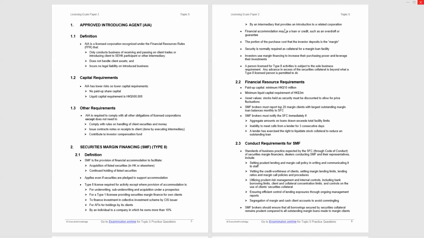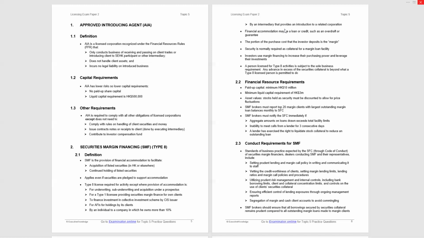And then, to my mind, the big one for AFIs, for holdings by its clients, that's banks. So banks that are lending money to clients to enable them to buy securities, they don't need a Type 8 license. They've got the HKMA all over them, regulating them with regard to being a banking entity. And then the last two, by an individual to a company in which he owns more than 10%, and by an intermediary that provides an introduction to a related company. I wouldn't worry about those two.